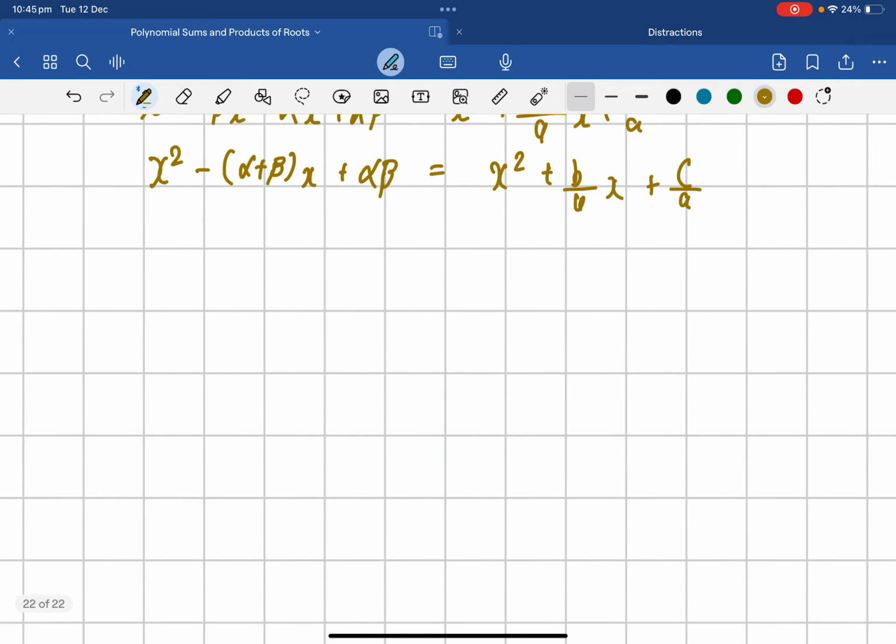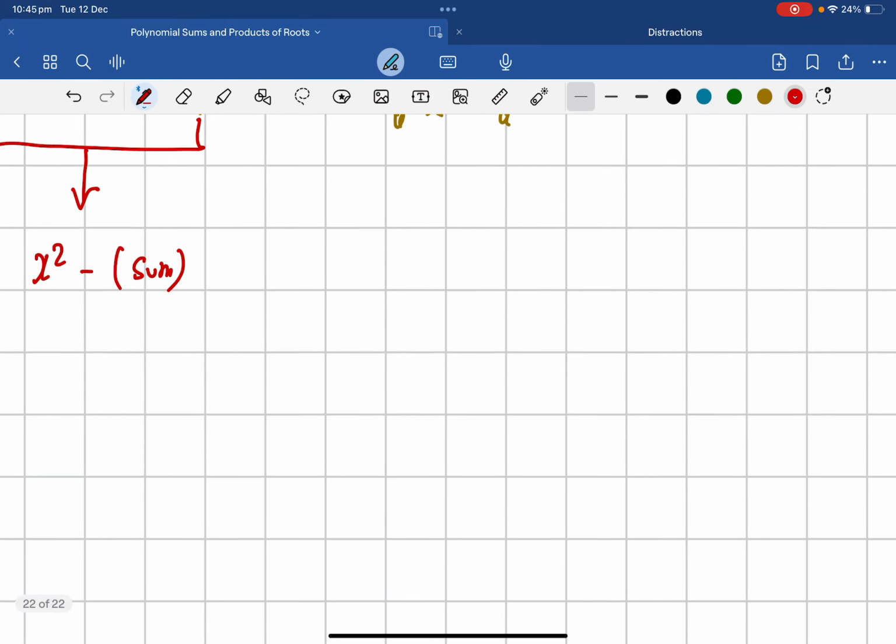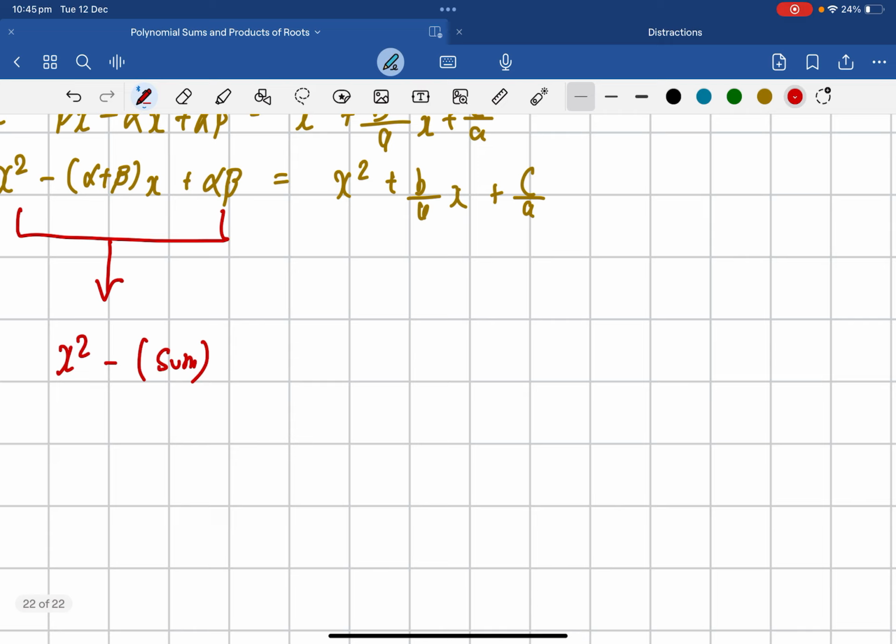Now, what you see is this quadratic expression in a different form. What is this form? Well, it's x squared minus the sum of the roots, because remember the initial roots were alpha and beta, x plus the product of the roots.